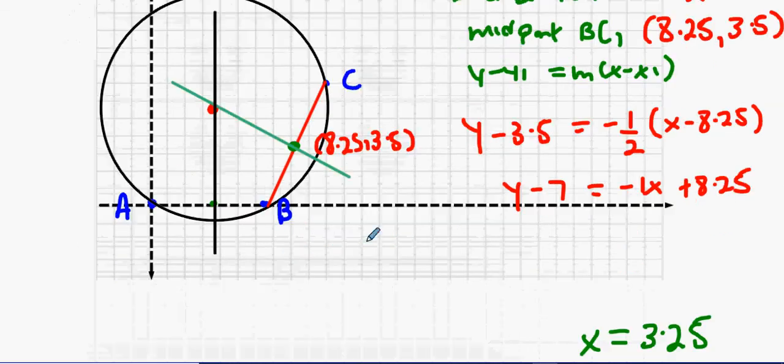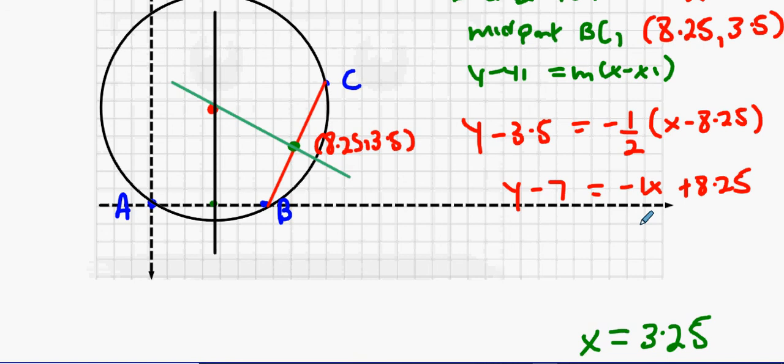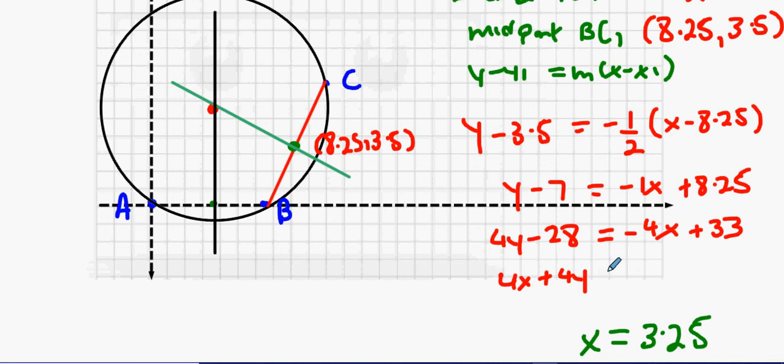I'm then going to multiply both sides by 4 just to get rid of the fraction. Actually, I don't even need to multiply both sides by 4. But look, we'll do it anyway. That's what we'd usually do. So 4y minus 28 equals minus 4x plus 33. And then you'd usually get something like 4x plus 4y equals 33 plus 28, which is 61.